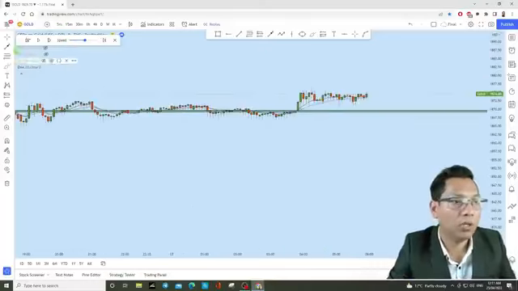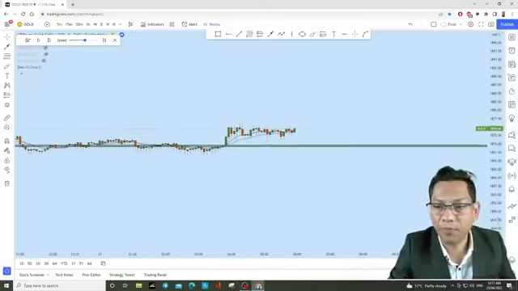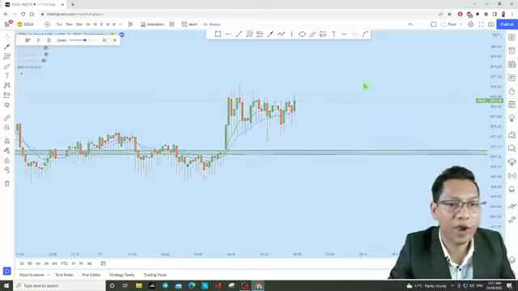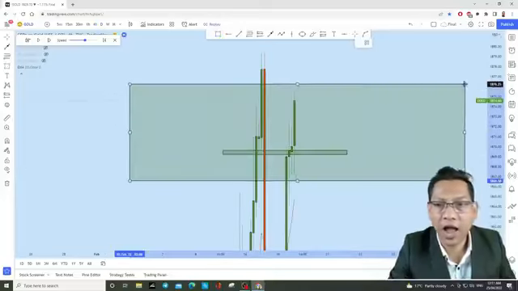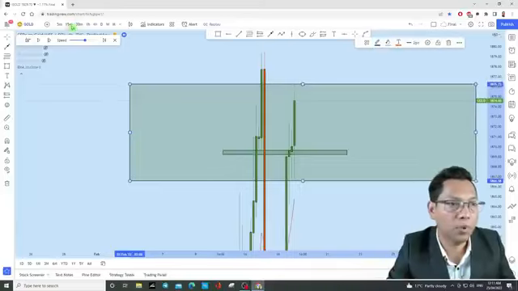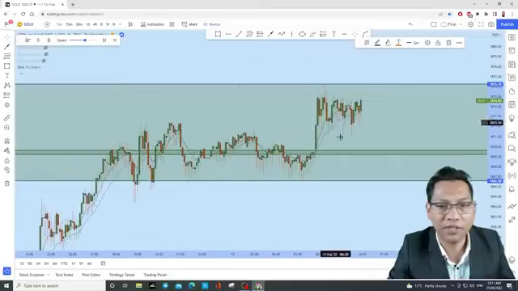Okay, now this is the 5 minute time frame. Before we jump onto the 5 minute time frame, let's zone out this bullish engulfer, so we know the high and low of this bullish engulfer. Now go back to the 5 minute time frame.